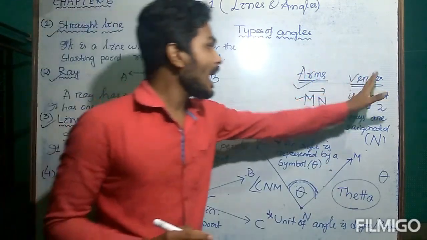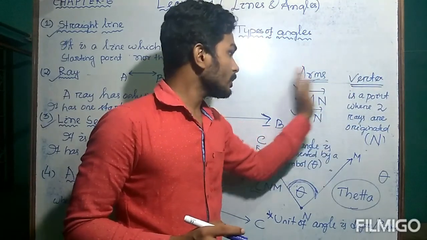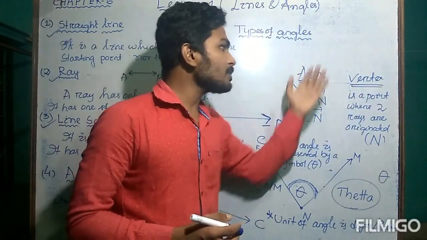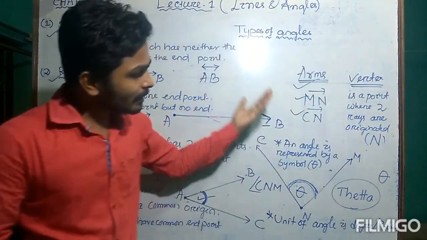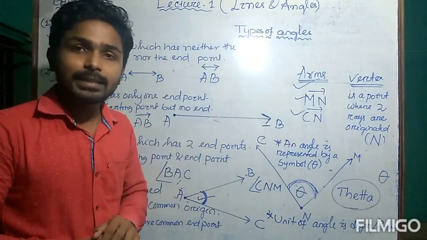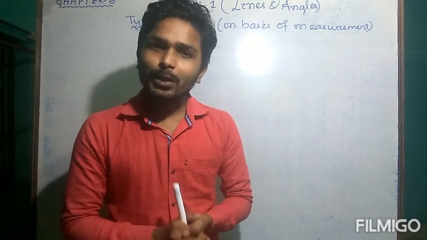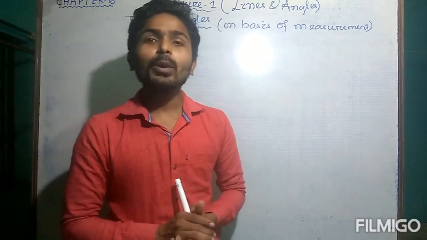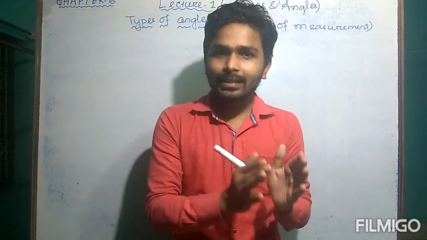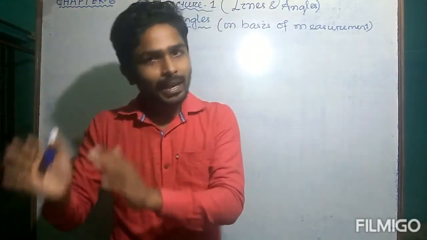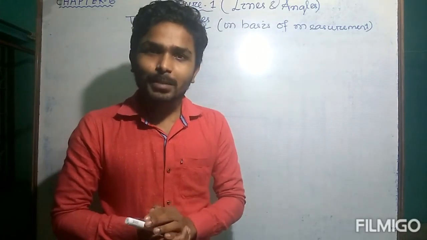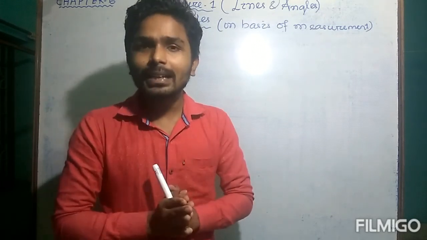An angle has how many parts? Okay, one is arms, other is vertex. How can an angle be represented symbolically? Understood? So now we will discuss the types of angles. As I have told you, an angle can be represented either in degree or in radian. There is also a relationship between the degree and the radian, but I will tell it later.